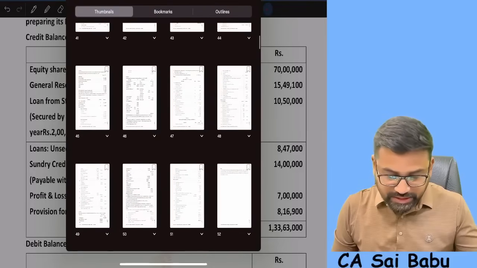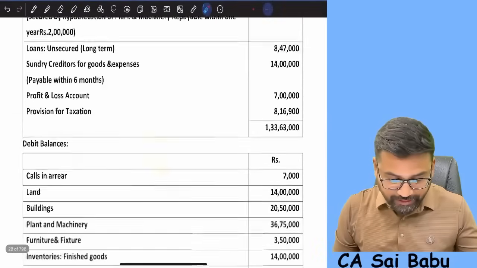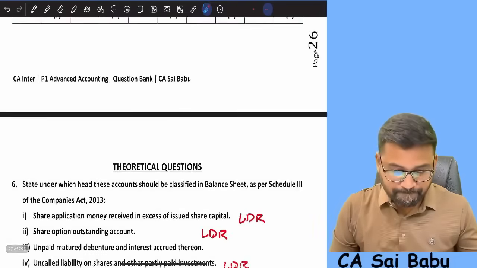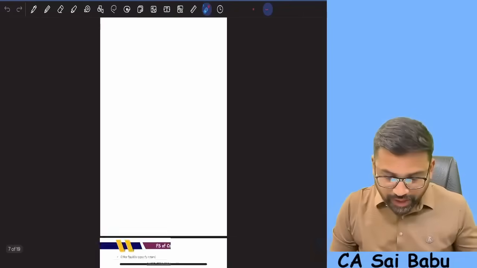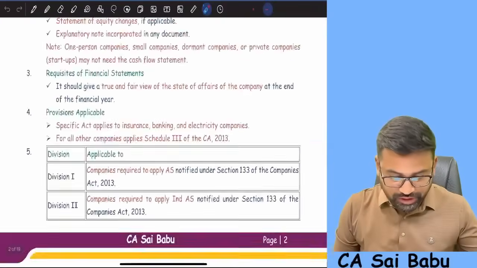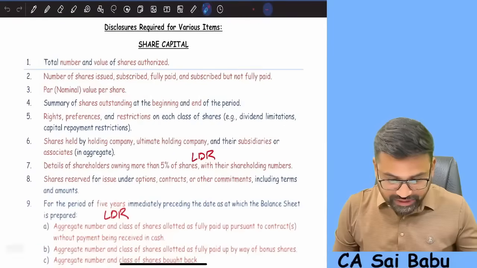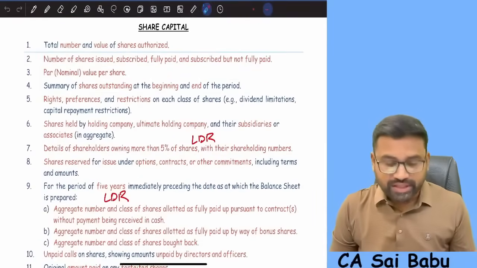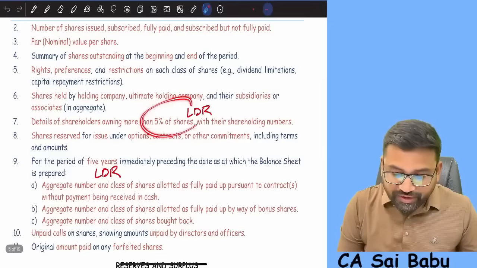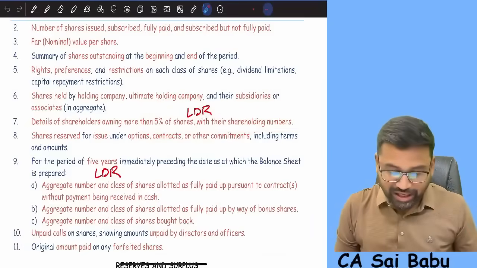That's it. This is the first chapter, financial statements of company, with important points. And if I go to Schedule 3, what are the important points I can see? First, share capital. Whenever you are presenting share capital, remember, if any shareholder is holding more than 5% shares, we need to mention how many shares he is holding and his name.